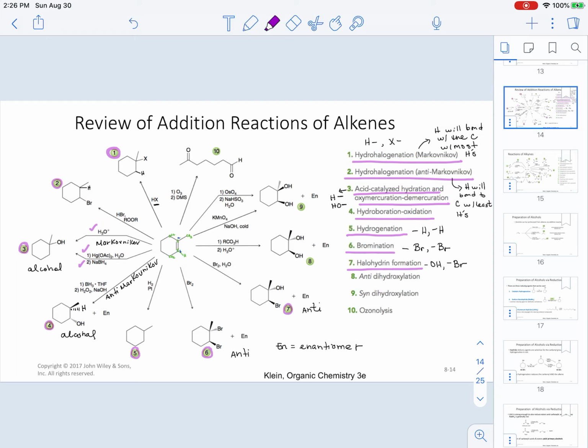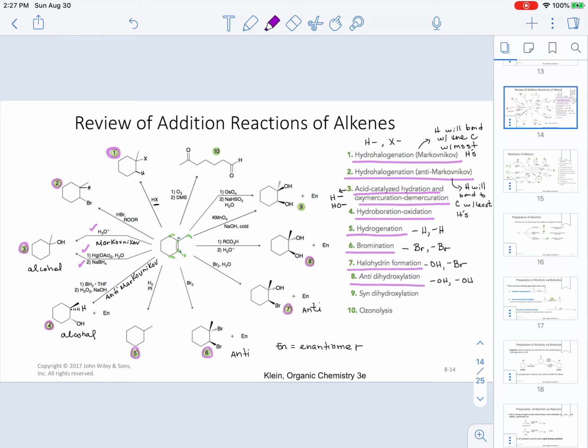The next reaction that we have on the slides is the anti-dihydroxylation reaction. In the dihydroxylation reaction, which is reaction 8, we're going to add an OH to each of the carbons of that carbon-carbon double bond that used to be double bonded. And if it's an anti, that means that they're going to be on opposite sides of each other. That's why one is in a wedge and one is in a dash. And you can see that this is another reaction in which we have two steps, step 1 and step 2.